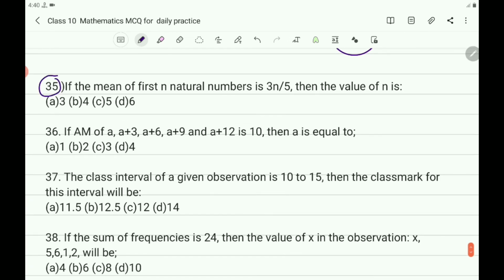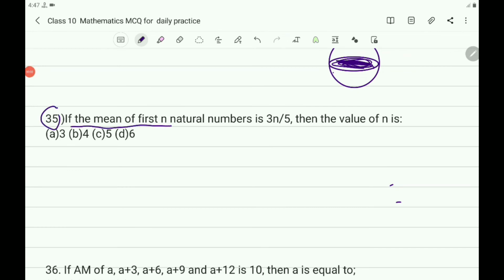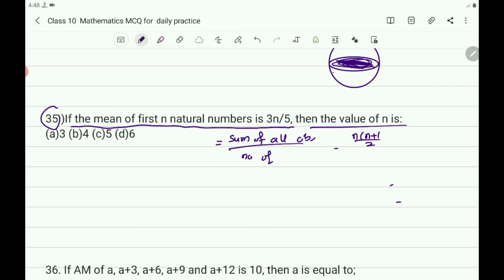Next let us take question number 35. If the mean of the first n natural numbers is 3n by 5, then the value of n is... Here the mean formula that you know is the sum of all observations divided by the number of observations. So the sum of the observations, that is the sum of n natural numbers, is n into (n plus 1) by 2, divided by the number of natural numbers, which is n, equals what?